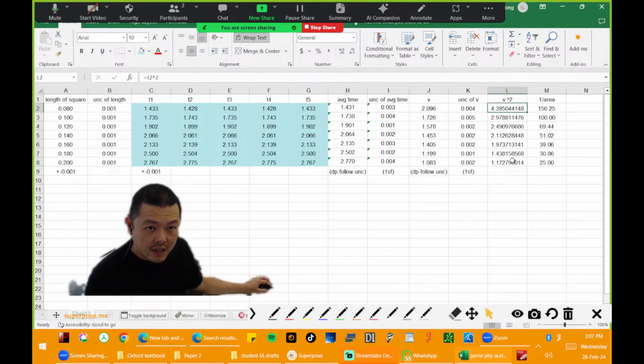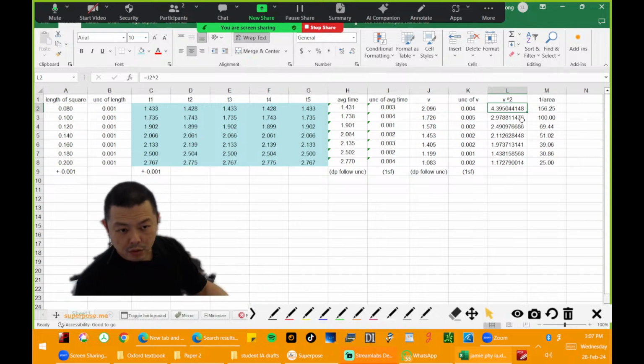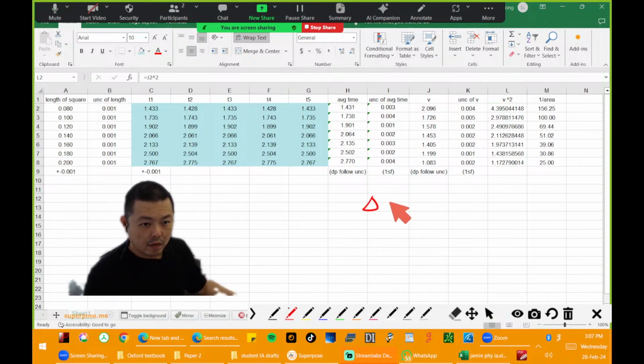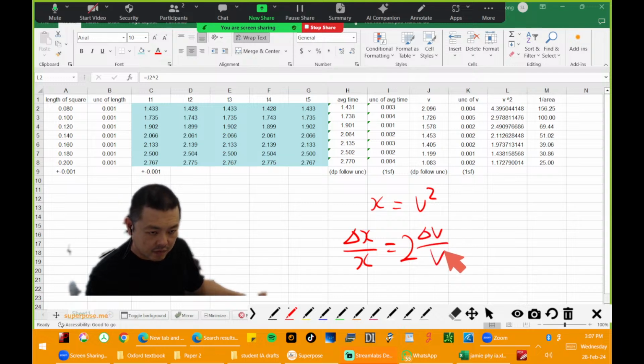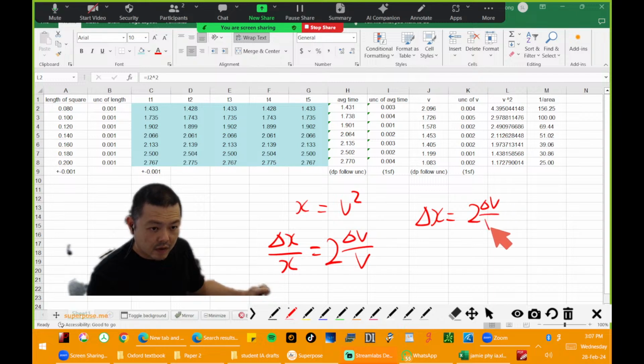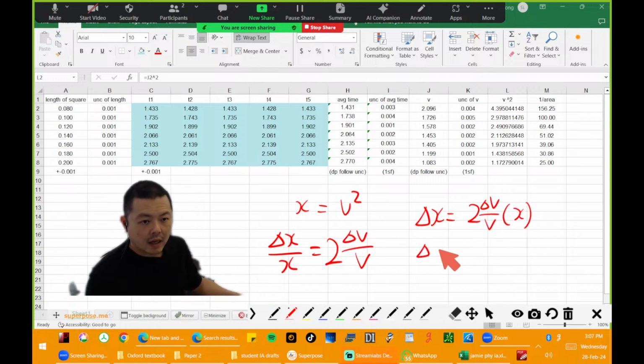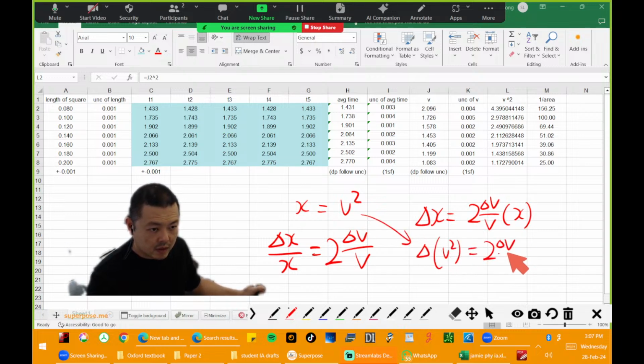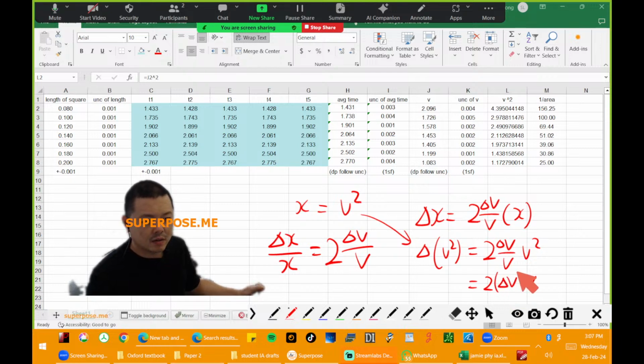All right, so now we have V squared. V squared is just the velocity squared. So now we have to show how to do the calculations for V squared. Sorry, I like to do it this way. Let x be equal to V squared. So del x over x is equal to 2 times del V over V. Therefore, del x is equal to 2 times del V over V times x. When you sub this back in, del V squared is equal to 2 times del V over V times V squared, which is equal to 2 times del V times V. So it's a bit strange, right?